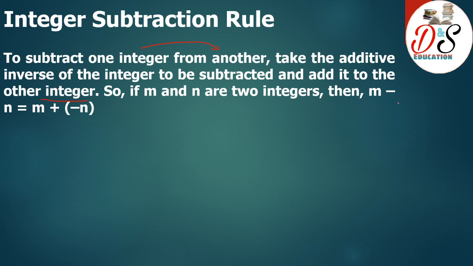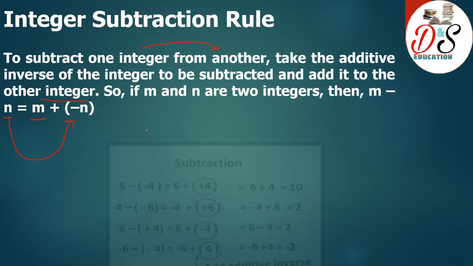So if m and n are two integers, then m minus n, so we are subtracting n from m, is m plus the additive inverse of n. Now what you have to do, you have to take the additive inverse of the second number, so the additive inverse of n is minus n, and you have to add this additive inverse to the previous integer.